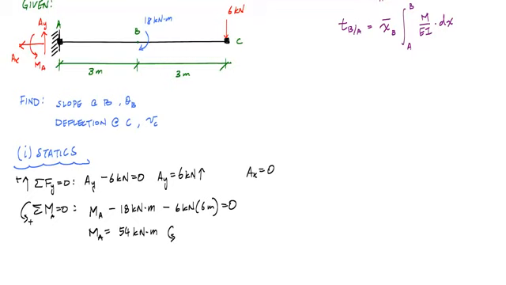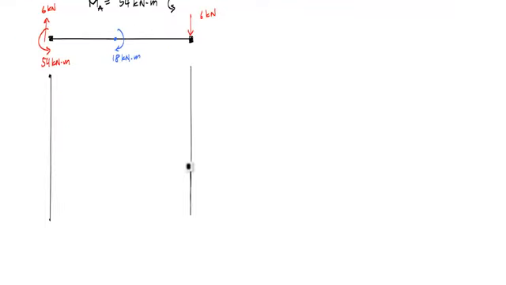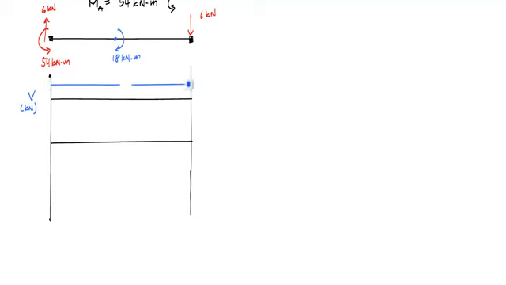The next thing that we want to do is draw the shear and moment diagrams, which is again more statics and more mechanics of materials. For my shear diagram, I just go up 6 kilonewtons, and there's no other concentrated load on this, so it's just straight across at 6 kilonewtons.